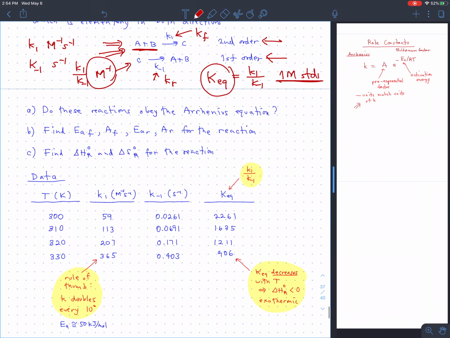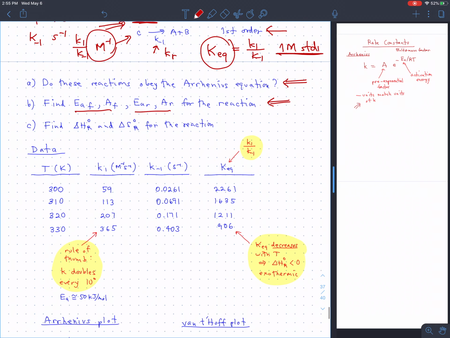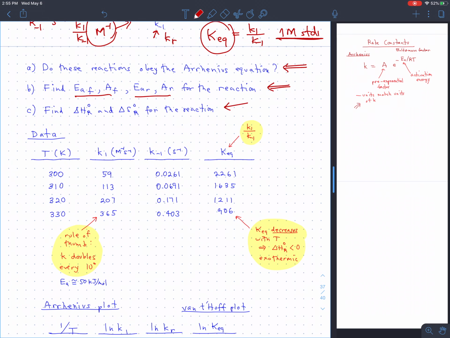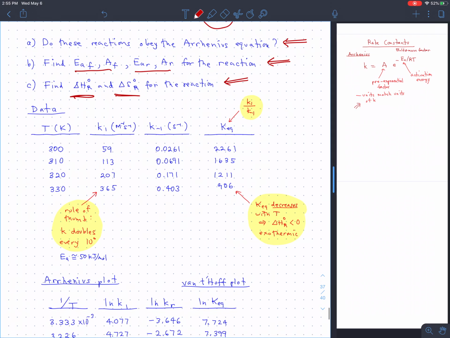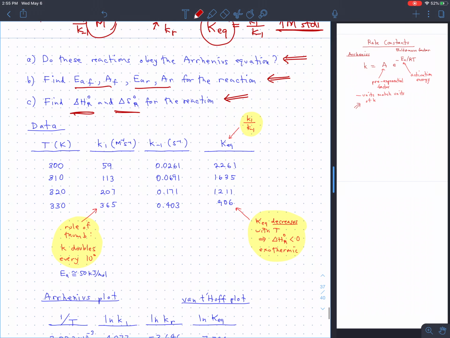All right, here are the questions we're going to try to answer. Do these reactions obey the Arrhenius equation? We have to look at the data to tell that, but that's one question we can answer. Find all the Arrhenius parameters for both the forward reaction and the backwards reaction. And then also find some thermodynamic parameters, the delta H of reaction and the delta S of reaction. We can get all that information from kinetic data because there's a close connection between kinetics and thermodynamics after all.